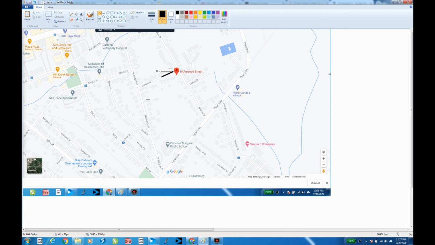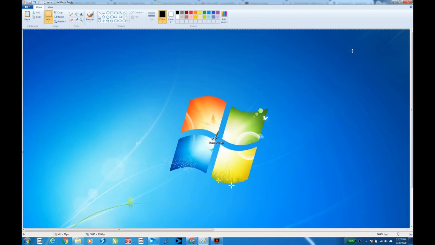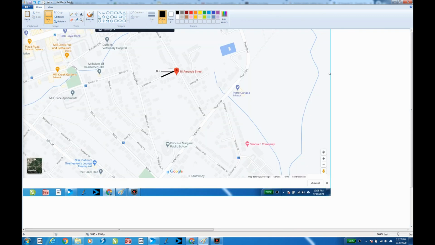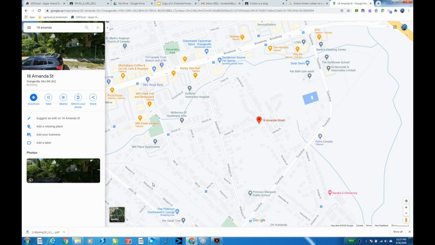That's about 50 meters. So that's about 50 meters right there. So that means 100 meters looks to be about from my house to about 3/4 of the way down the street, to about there. So I'm going to go back to Google Maps, and I'm going to go to Street View.